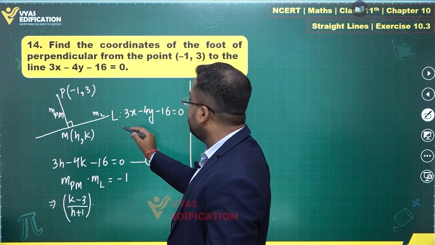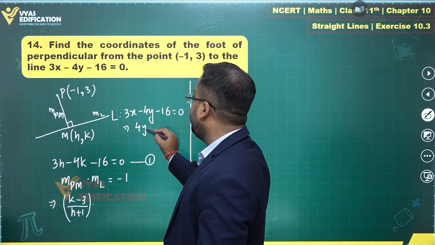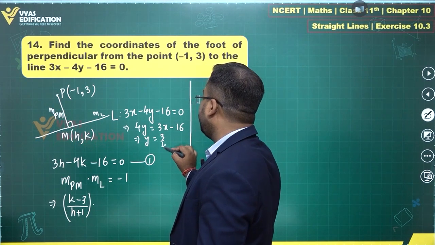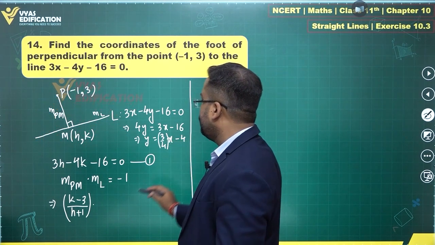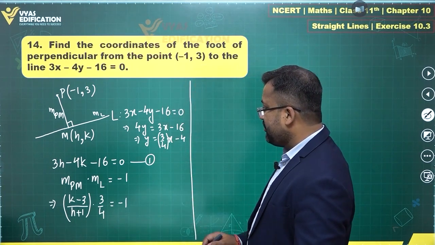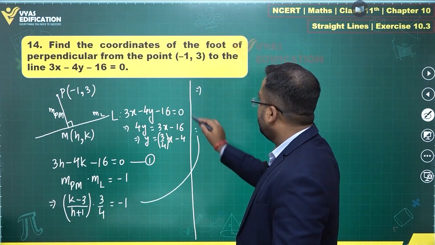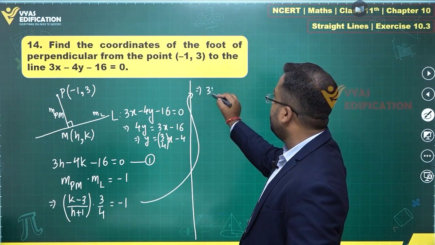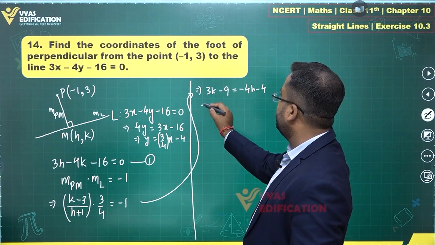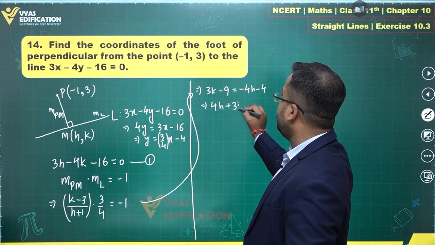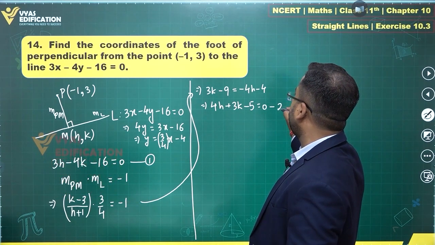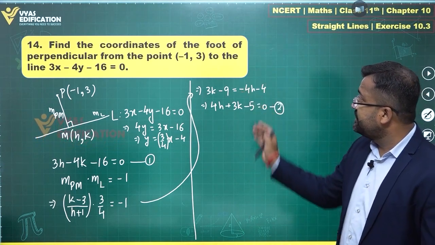For that we can write it in the slope intercept form. This is 4y is equal to 3x minus 16, or y is equal to 3 by 4 x minus 4, and this here is the slope. k minus 3 upon h plus 1 times 3 by 4 equals minus 1. And on rearranging this, what do we get? This will further tell me that 3k minus 9 is equal to minus 4h minus 4, which tells me 4h plus 3k minus 5 is equal to 0. This is equation number 2.